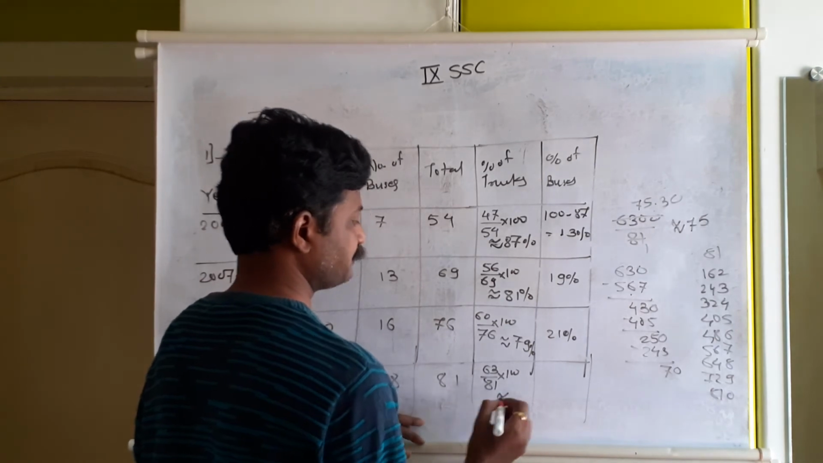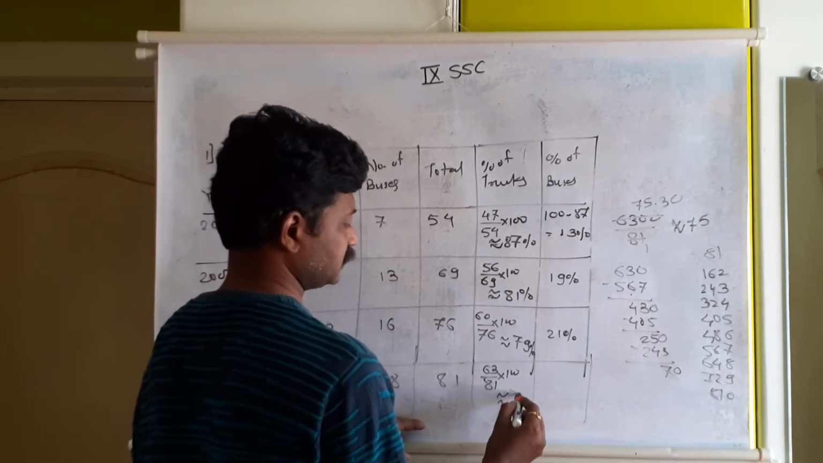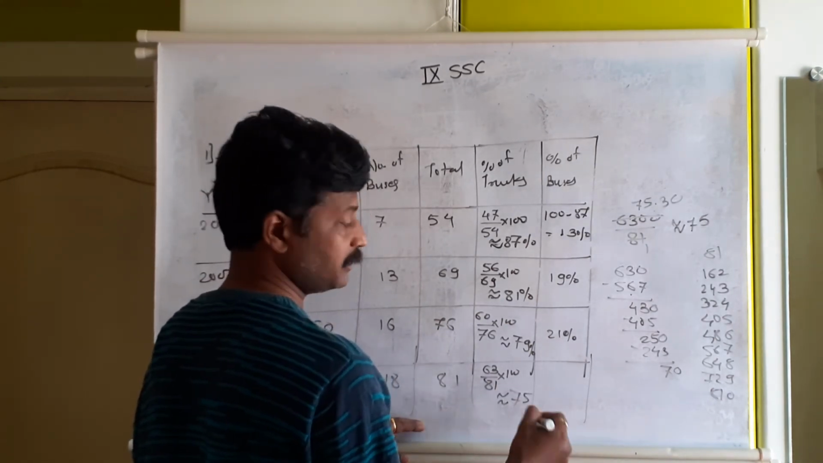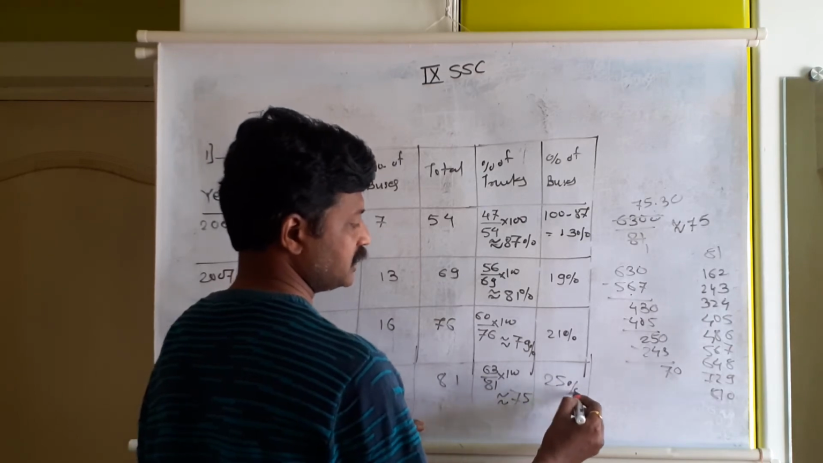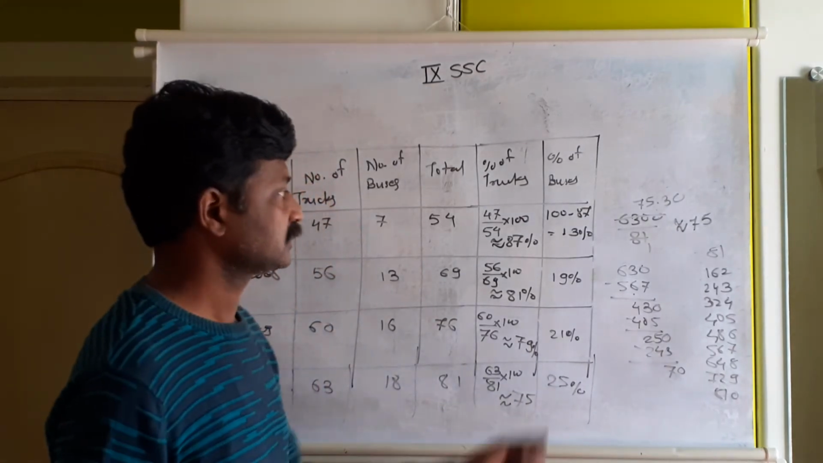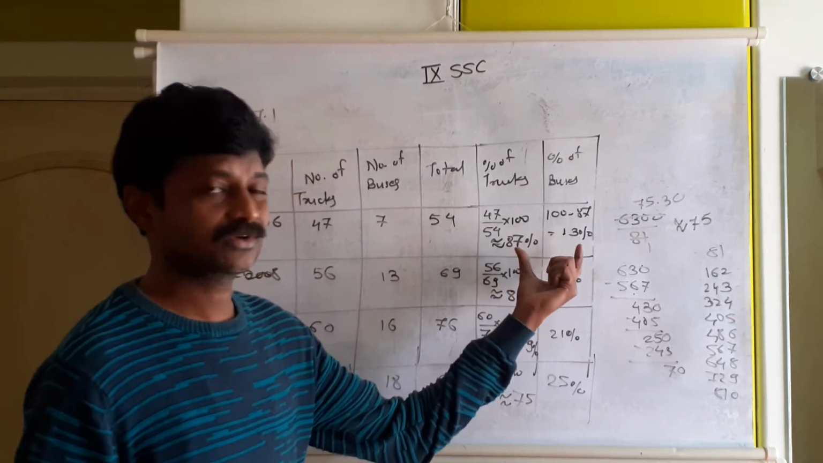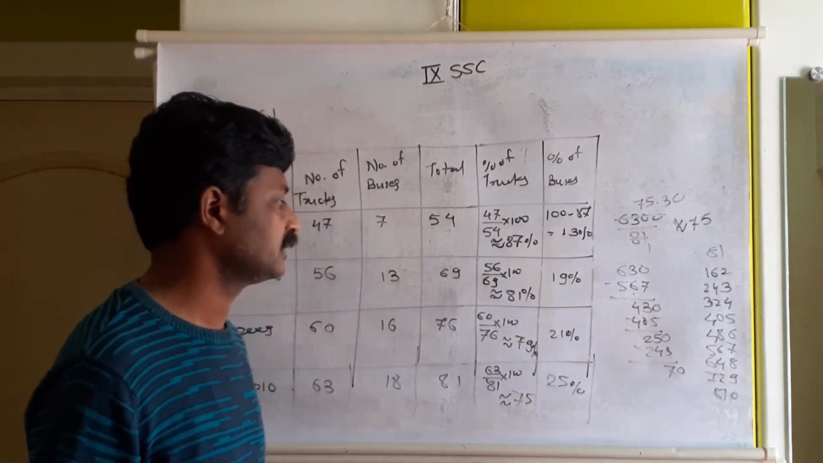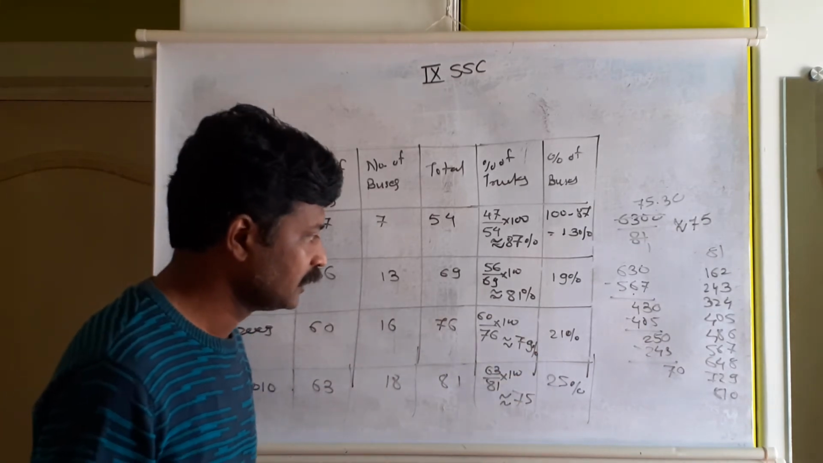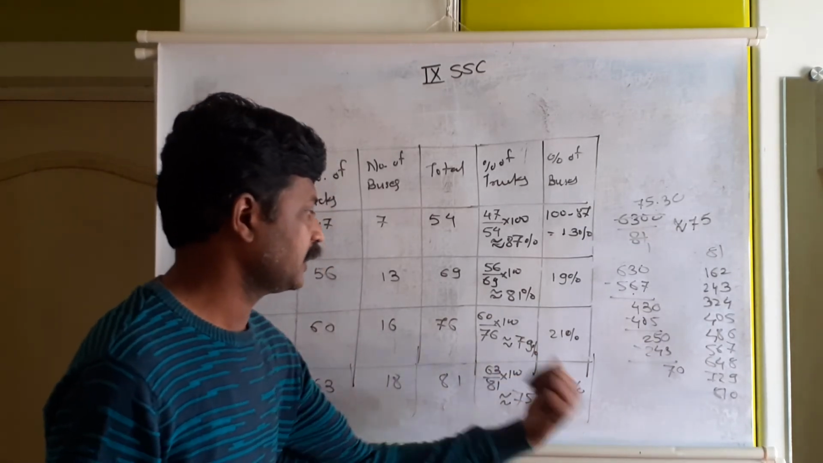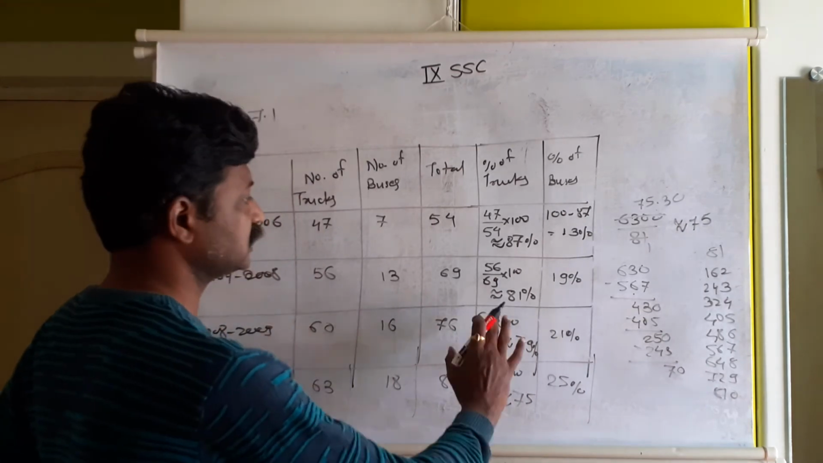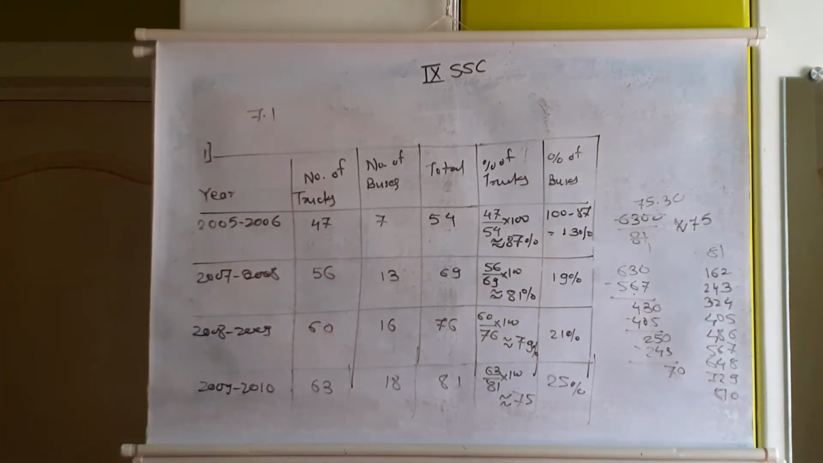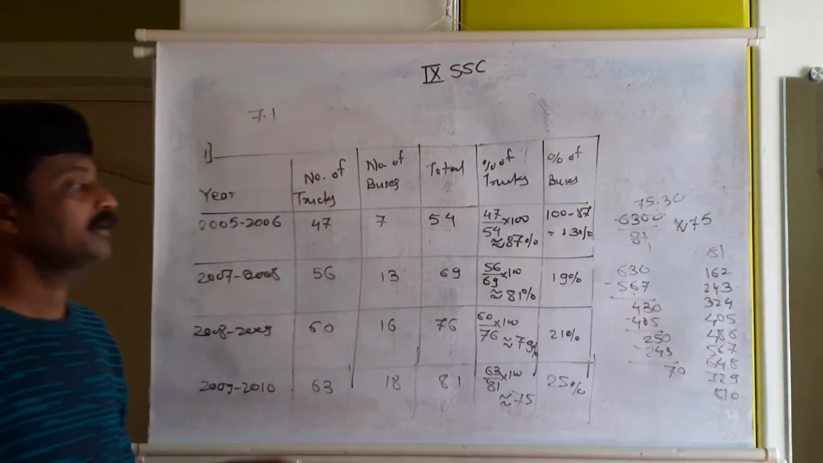So for the last class, percentage of trucks is 75, and 100 minus 75 will be 25% for buses. See, 87 plus 13, you can cross check, it should be 100. 87 plus 13 is 100, 81 plus 19 is 100, 79 plus 21 is 100, and 75 plus 25 is also 100. So this is the conversion of given information into the form of percentage.